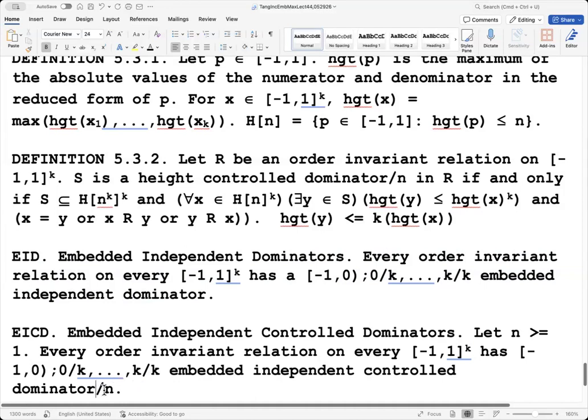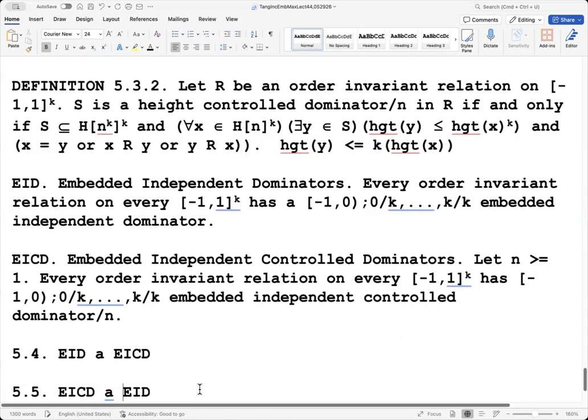Let n be greater than 1. Every order invariant relation on every minus one of the K has an embedded independent controlled dominator sub n. Maybe I could do that instead of trying to copy this exactly. If you're going to make a finite form, the idea of introducing a letter for another numerical parameter is very common. So that's where I'm going with this.